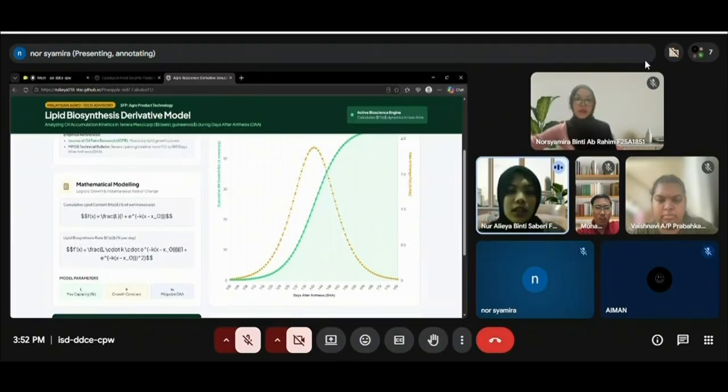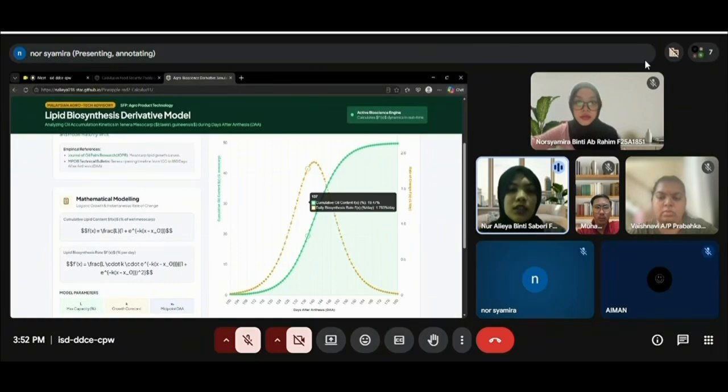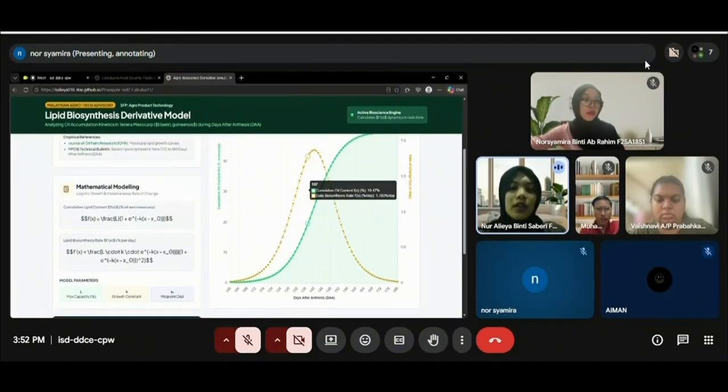From the analysis, I was able to observe the respiration behavior of the oil palm fruit bunches over time. The results show how respiration activity shifts during the post-harvest period. The derivative curve makes it easier to identify periods where respiration activity increases, reaches the maximum point, and gradually decreases.